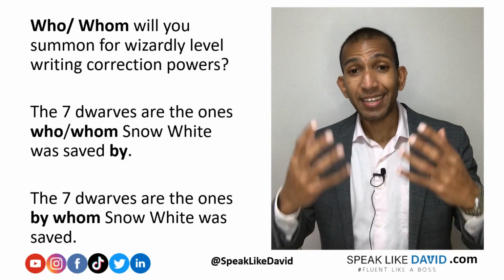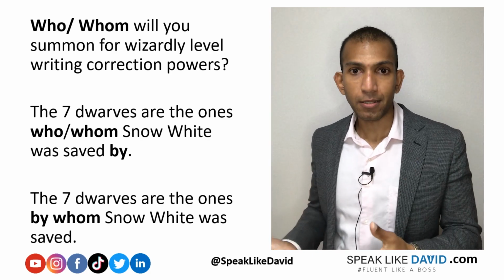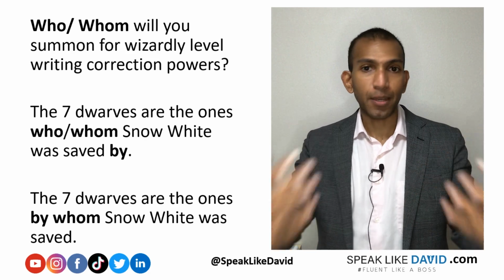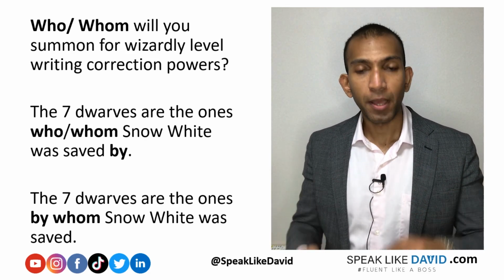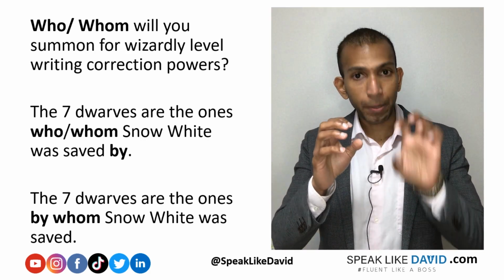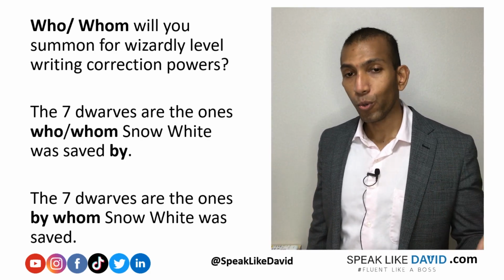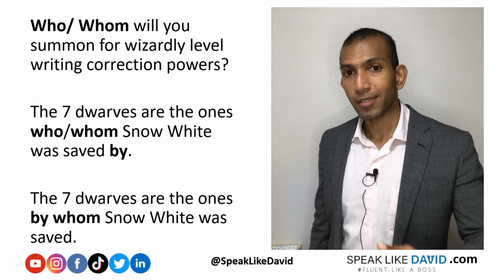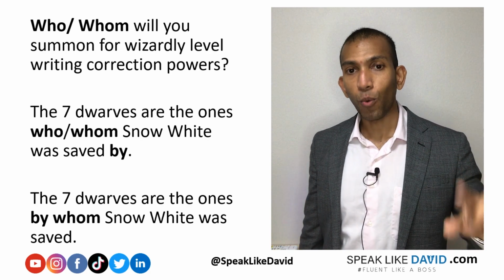But in modern spoken English, we don't use whom in all of these instances. There are a lot of times where you can use who, and that is just as acceptable. The one instance where you cannot use who in place of whom is where it is immediately preceded by a preposition. So let's look at this example. The 7 dwarves are the ones who or whom Snow White was saved by. The other way we could say this is the 7 dwarves are the ones by whom Snow White was saved.